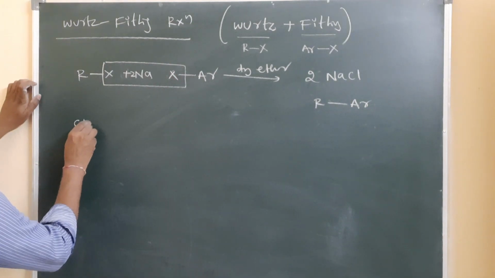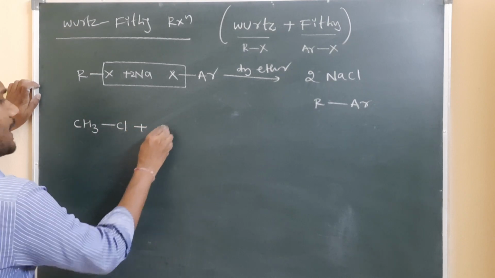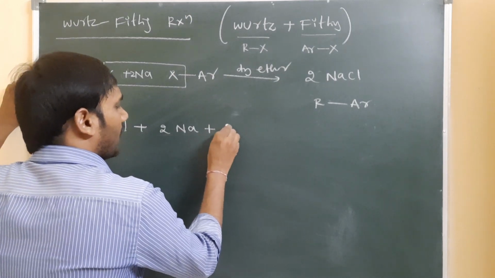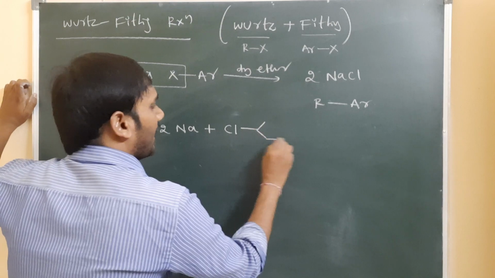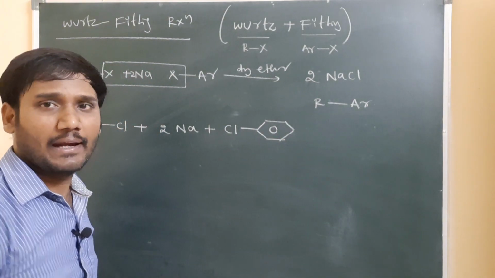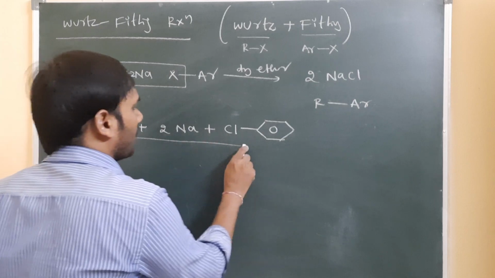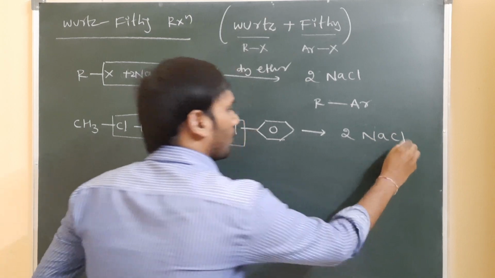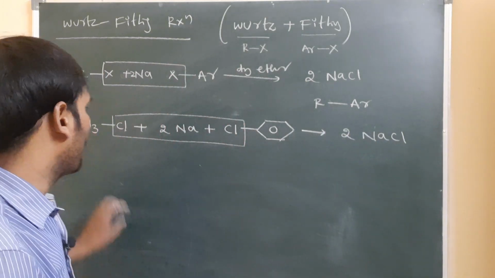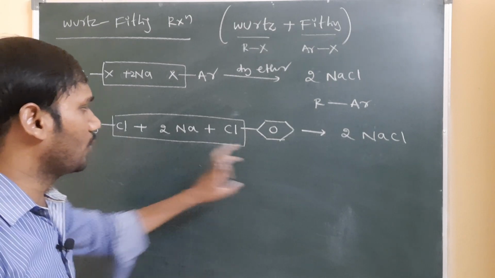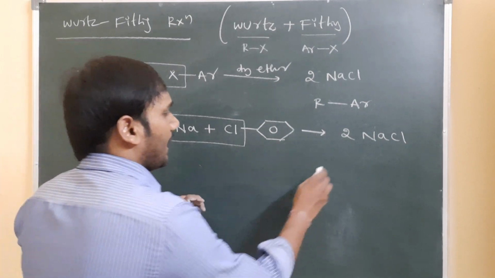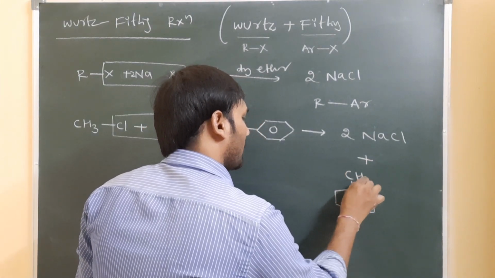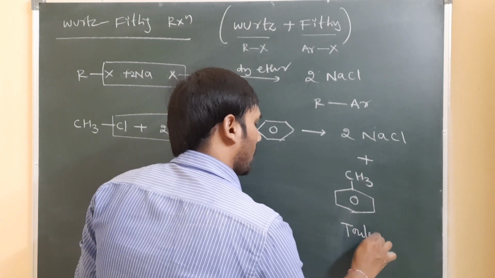For example, take methyl chloride reacting with 2 atoms of sodium, and I am taking one aryl halide. Now these 2 atoms of sodium react with the 2 atoms of chlorine, and the product formed is 2 molecules of sodium chloride. At the same time, one is a methyl group and the other is an aromatic group. Finally, by their combination, a product forms, which we call methylbenzene, also called toluene.